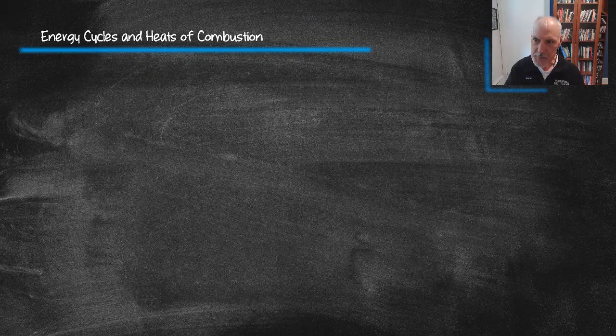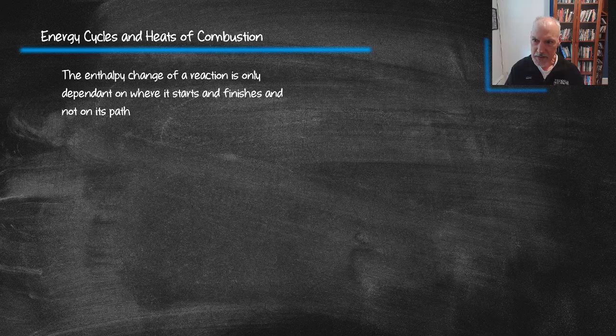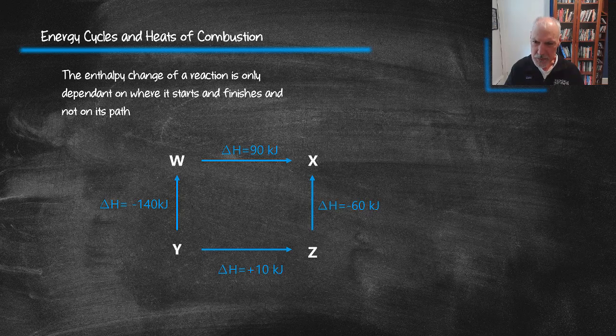Hi there. In this program, we're going to take a look at energy cycles and heats of combustion. To demonstrate this, let's take a look at this enthalpy cycle we've shown here below. To interpret the data, consider turning W into X. It's an endothermic process requiring 90 kilojoules of energy. To convert Z into X is an exothermic process releasing 60 kilojoules of energy, and similar with the other enthalpy changes shown and their directions.